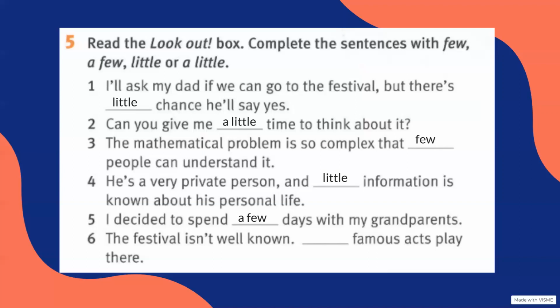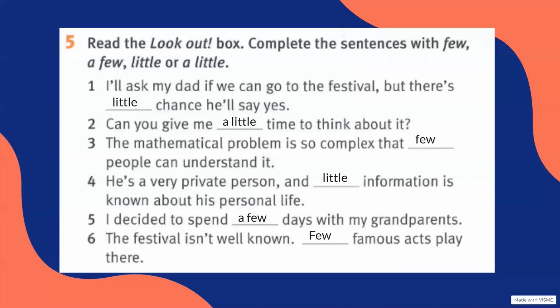And number 6 says, the festival isn't well known. Few famous acts play there. Because of course, if it isn't well known, it means that the emphasis is on the fact that there's not a lot of famous people, not a lot of big names at this festival. If we say a few famous acts play there, then the first sentence would be a little more positive. It would be like, the festival is growing bigger every year. A few famous acts already play there, right? But the emphasis is on the negative, and that's why we will use few.